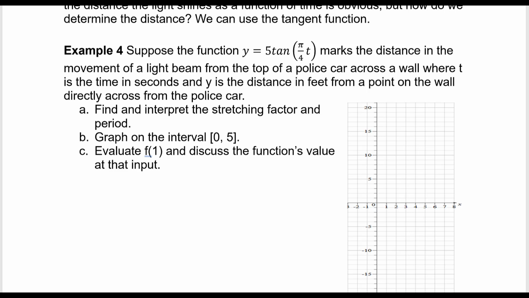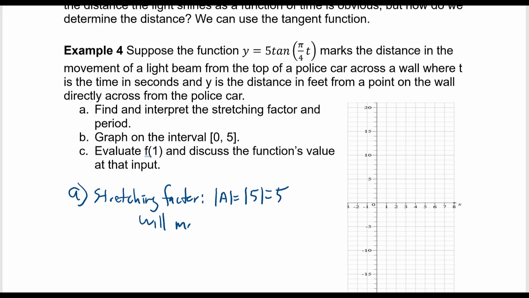So our stretching factor is the 5. It is the absolute value of A, the absolute value of 5, which is 5. So that means that the beam of light will have moved 5 feet after half a period.